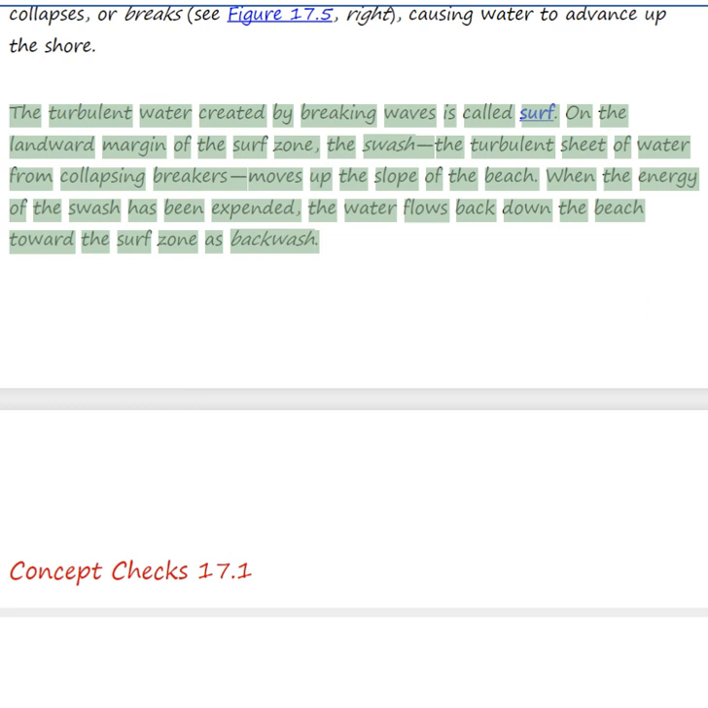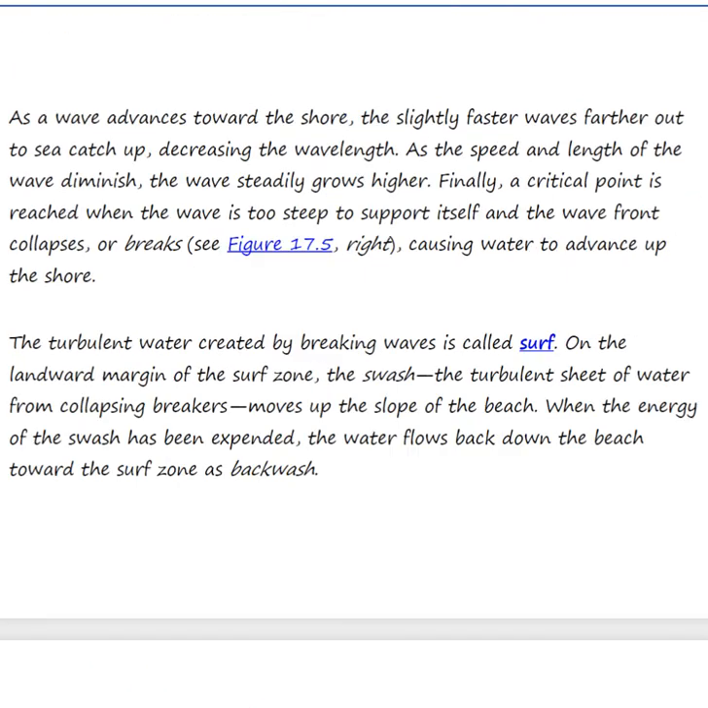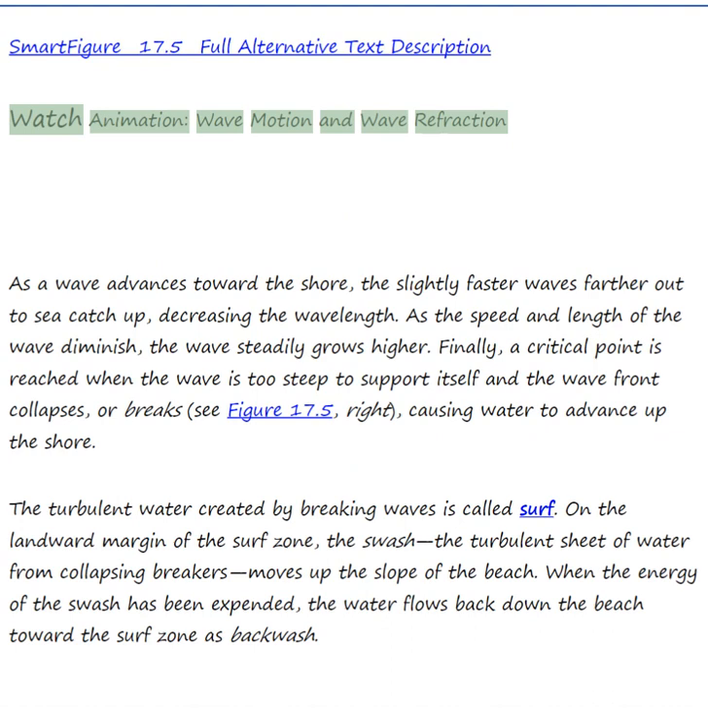The turbulent water created by breaking waves is called surf. On the landward margin of the surf zone, the swash, the turbulent sheet of water from collapsing breakers, moves up the slope of the beach. When the energy of the swash has been expended, the water flows back down the beach toward the surf zone as backwash. Watch animation, wave motion and wave refraction.